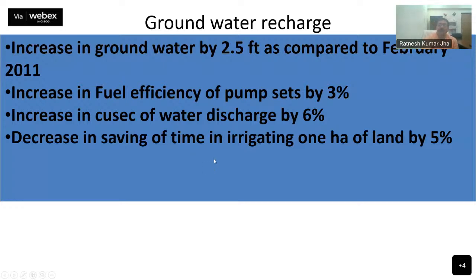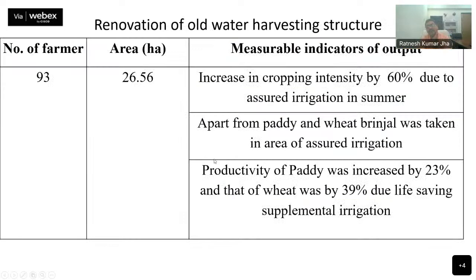And saving of time on irrigation. Again, the cropping intensity was increased by 60% with the sewer irrigation and life saving irrigation. And an additional crop could be taken, like green gram.